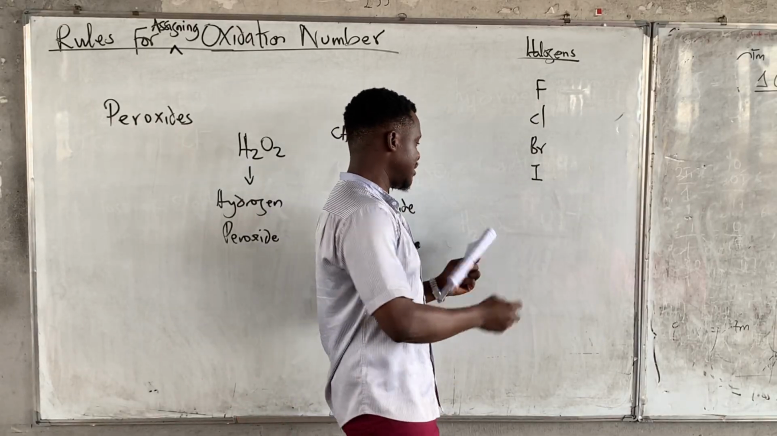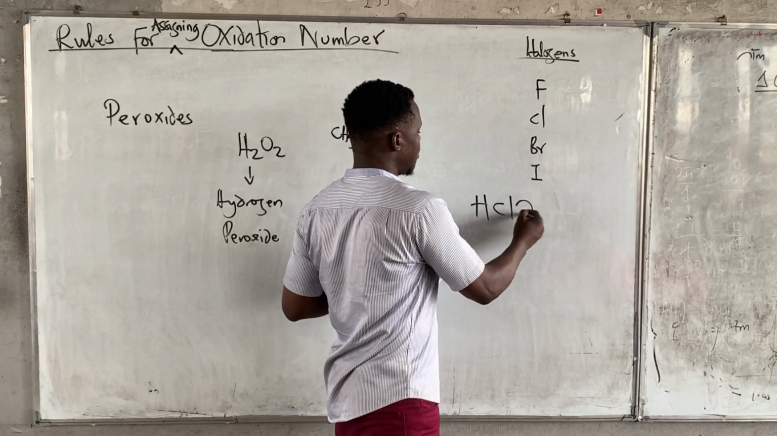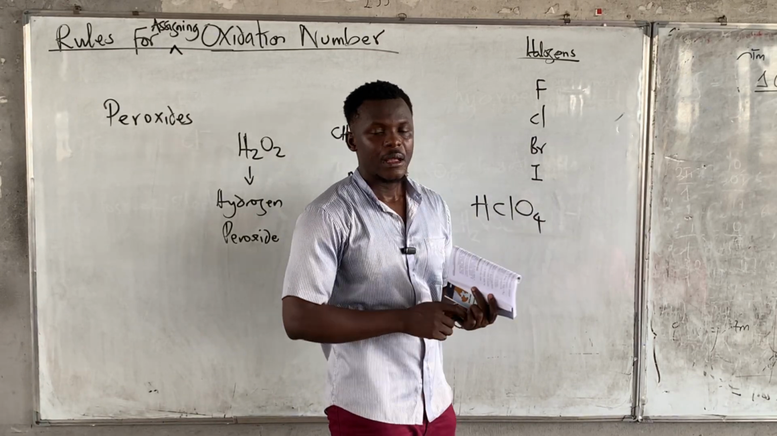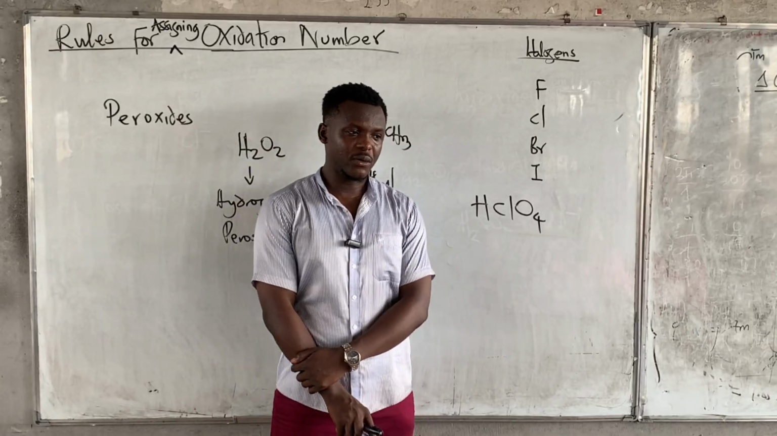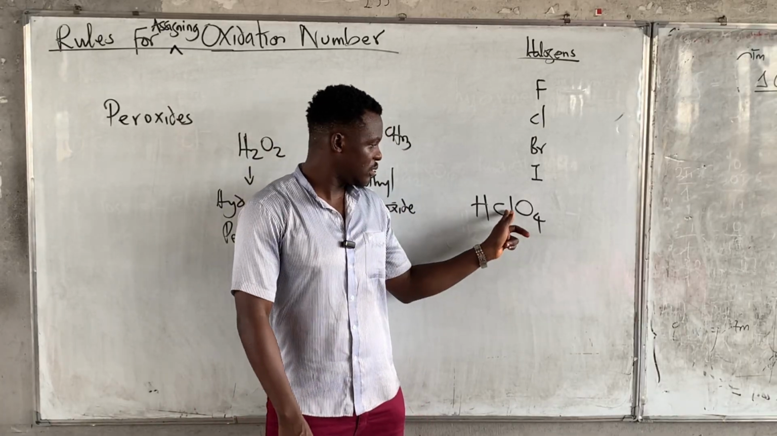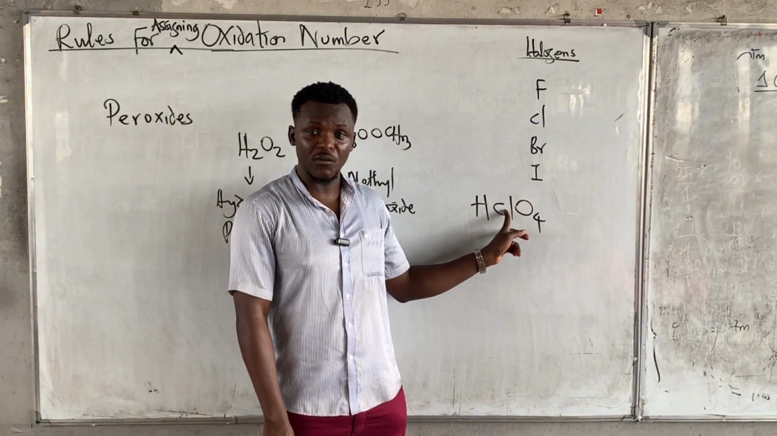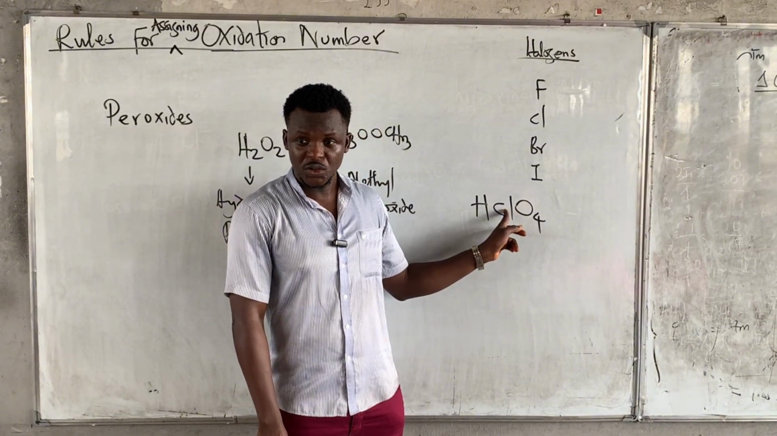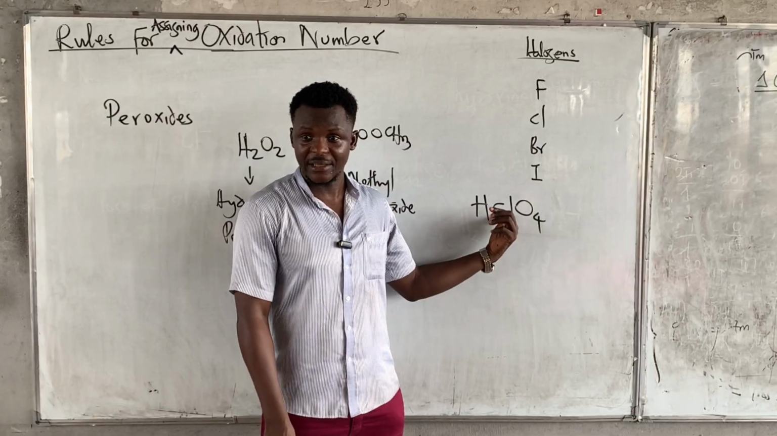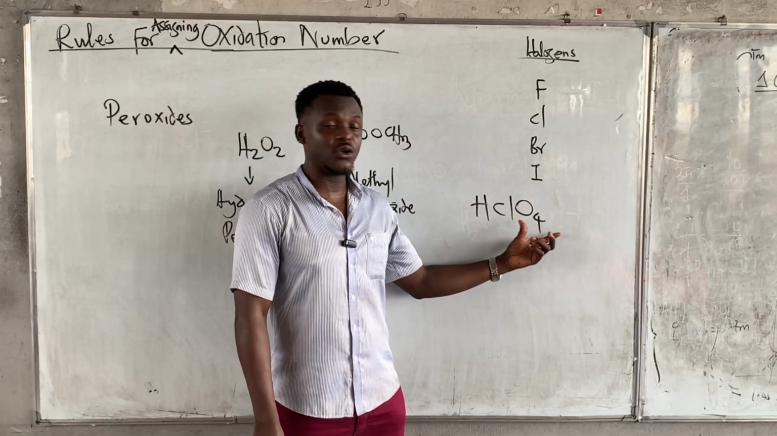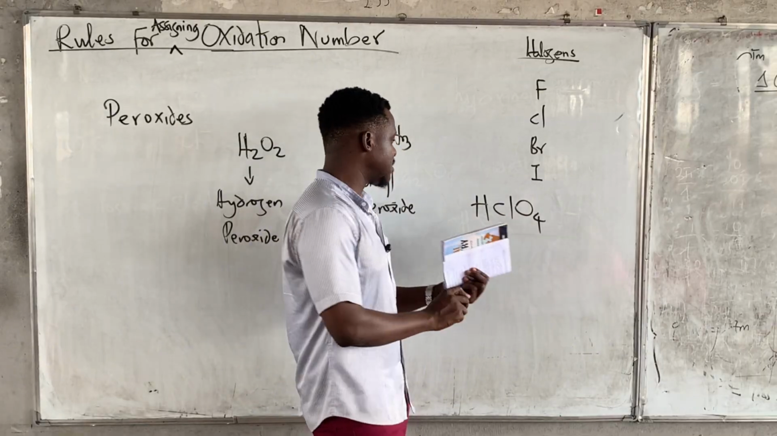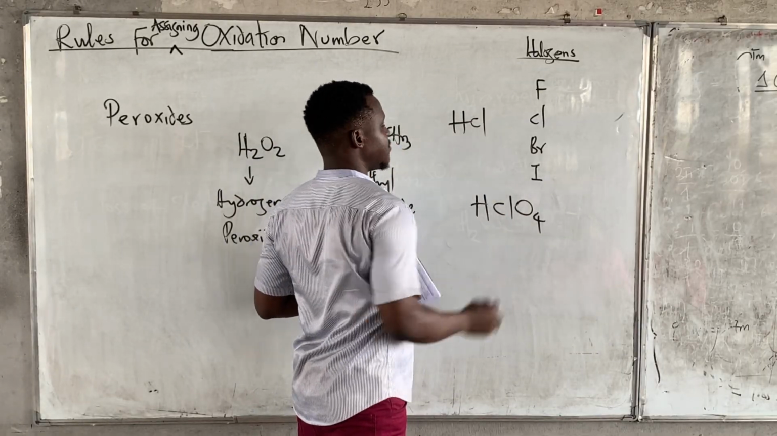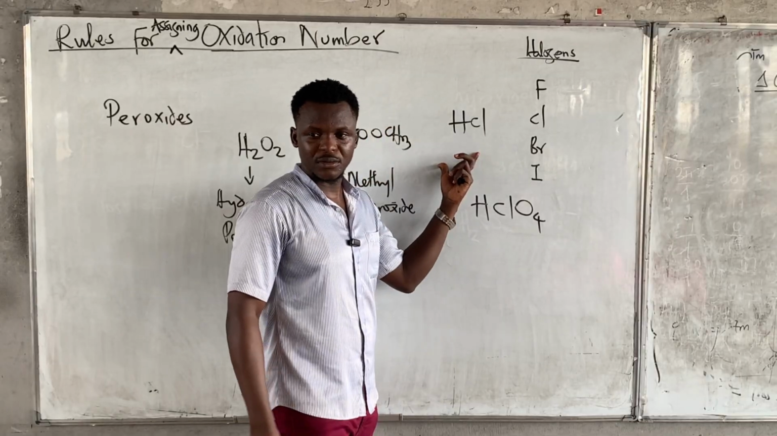If I have something like HClO4, how many elements do we have in this compound? Is this a binary compound? In this case, the oxidation number of chlorine cannot be -1. So in this case, they will ask you to solve for it. This is hydrogen tetraoxochlorate 7, chlorate 7. But if you see something like HCl, this is a binary compound.